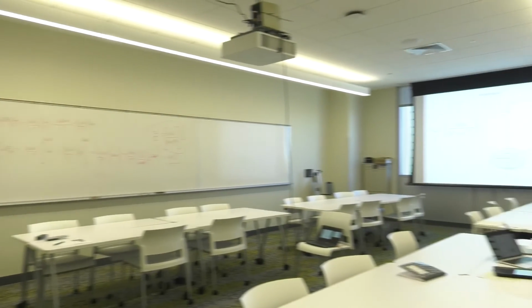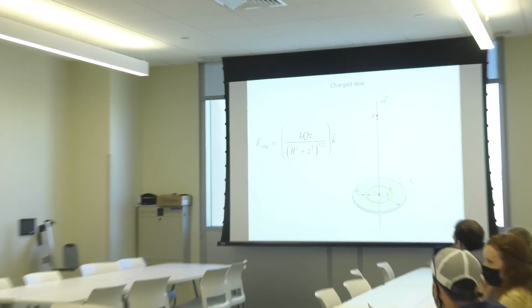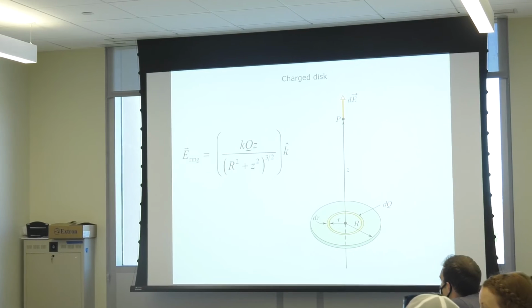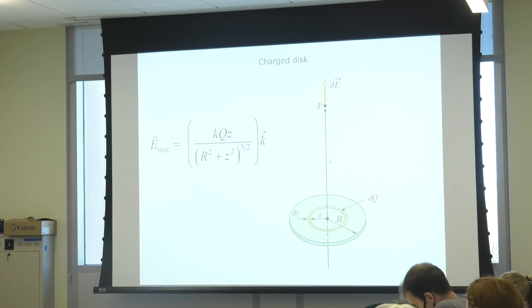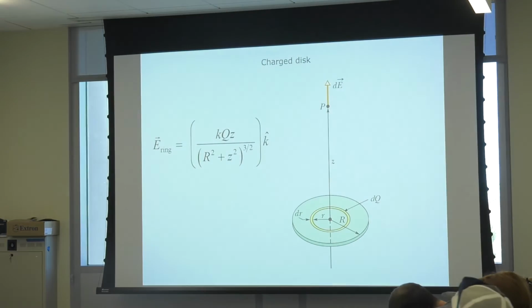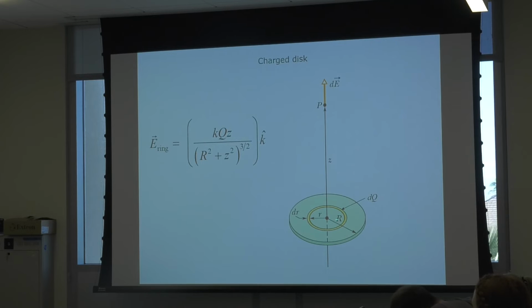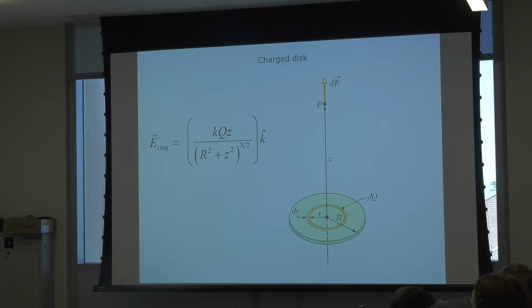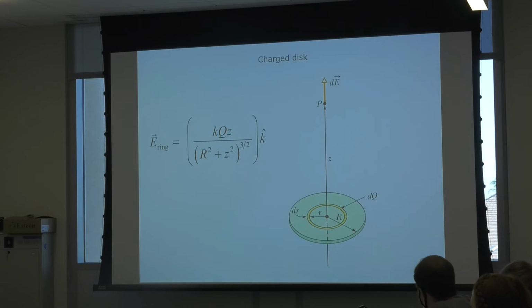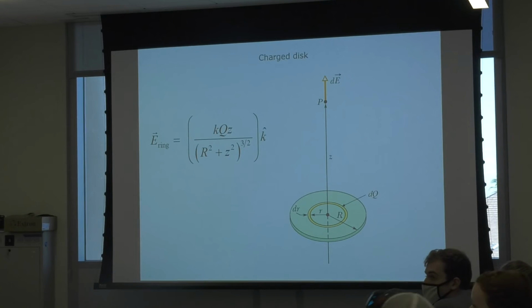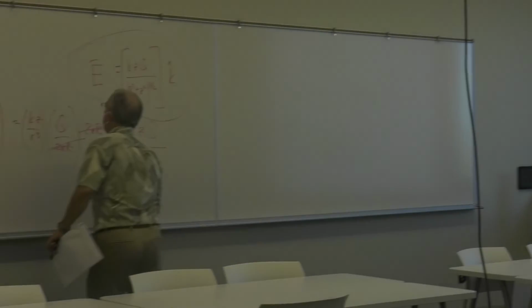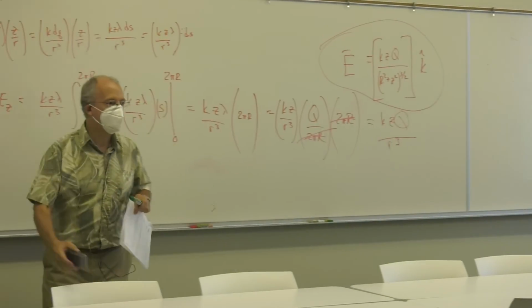So that's nice. Now what we have to do is use that result for a ring or a wire to get a disk. So how can we do that? All we know is the E field of a wire. How can we make a disk out of a wire? Well, now remember, integration means adding, right? So add a bunch of rings together?